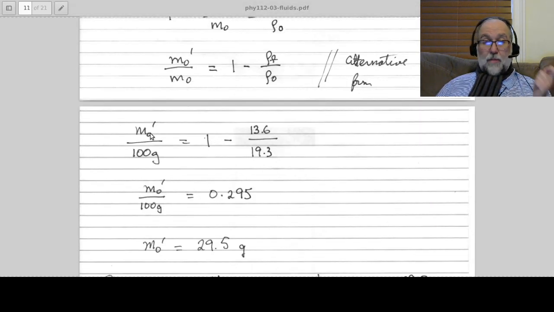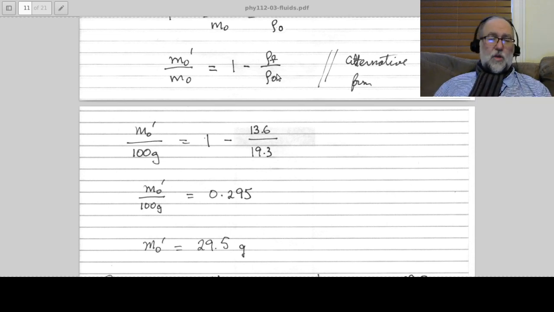So we want to solve for m naught primed, okay, the apparent mass. And the true mass was 100 grams. 1 minus the density of the fluid, which is mercury, 13.6, divided by the density of the object, gold, 19.3. Now, you'll notice I didn't convert it to MKS. I just left it as grams per cubic centimeter. That's okay here. Okay, be careful when you do this and cut a few steps. But remember that the top and bottom, they both have the same units. Okay, so if we have grams per cubic centimeter on top and grams per cubic centimeter in the bottom, they'll cancel out. And so that's okay.